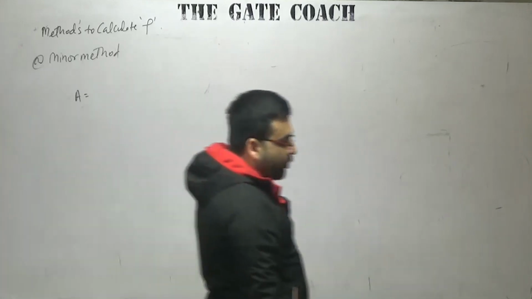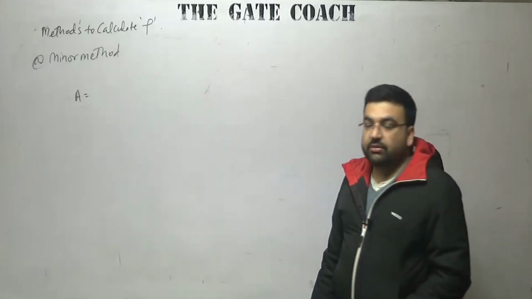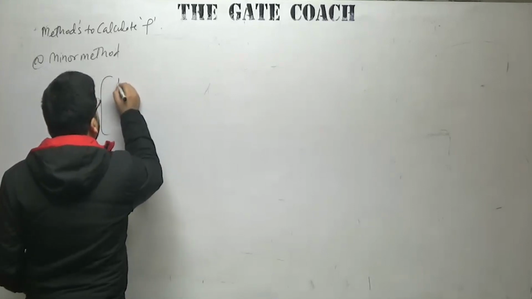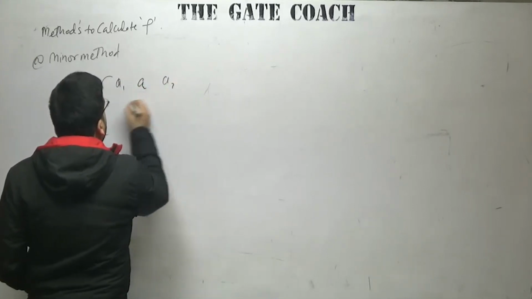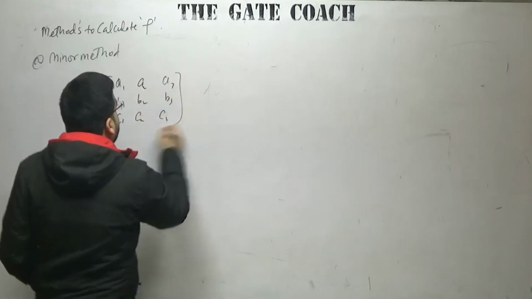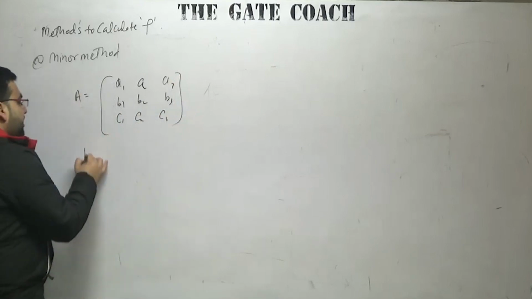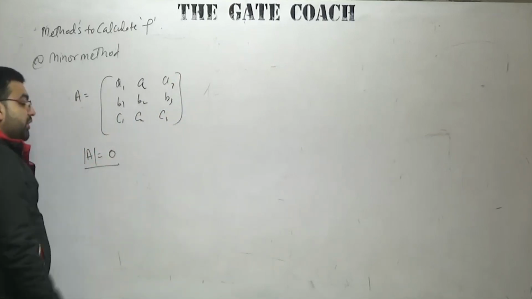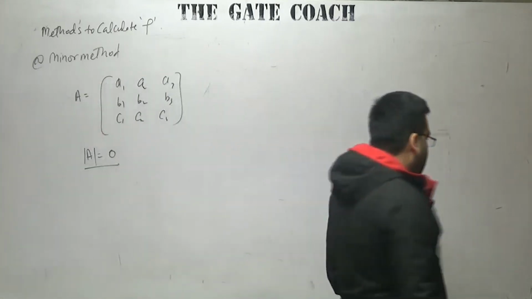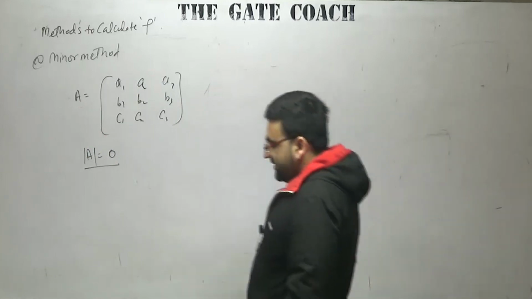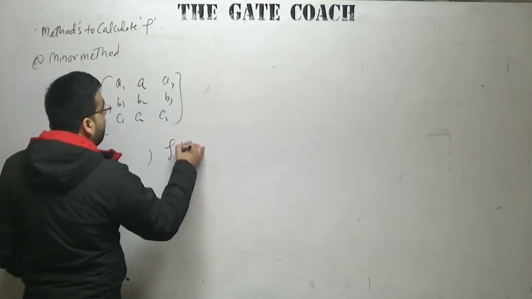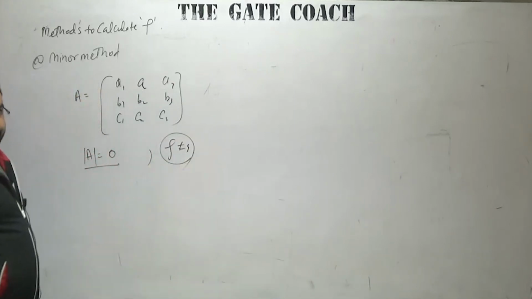First of all, you calculate the determinant of the matrix. If the determinant of the matrix becomes equal to 0, for example, it is a 3 cross 3 matrix, let us say it is A1, A2, A3, B1, B2, B3, C1, C2, C3. First of all, you calculate the determinant of this matrix. If it becomes equal to 0, it means that from the basics of matrix and determinants, we know that if the determinant of a matrix is 0, either one row or one column is 0. So the rank of this matrix will not be equal to 3. It can be 2, it can be 1.